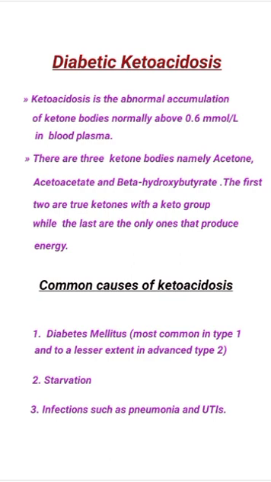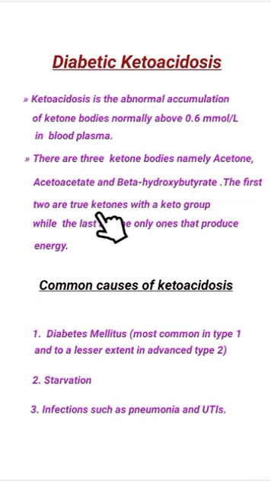First of all, we need to ask ourselves, what is ketoacidosis? Ketoacidosis is the abnormal accumulation of ketone bodies, normally above 0.6 millimoles per liter in blood plasma. There are three types of ketone bodies, namely acetone, acetoacetate, and beta-hydroxybutyrate.